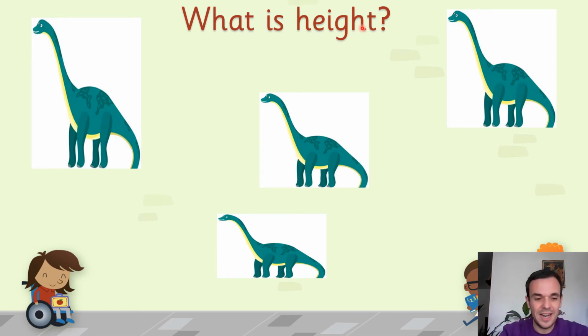So have a look at these dinosaurs. Which dinosaur is very, very tall? I think it's this one here. Here is our tall dinosaur. Where is our short dinosaur? Have a look. I think it's this one. This dinosaur is short.